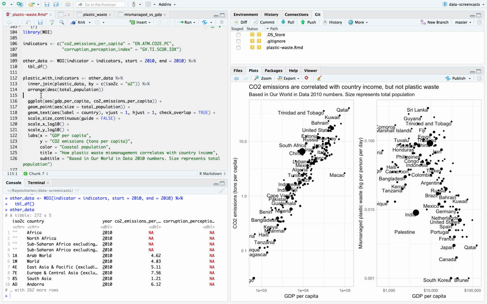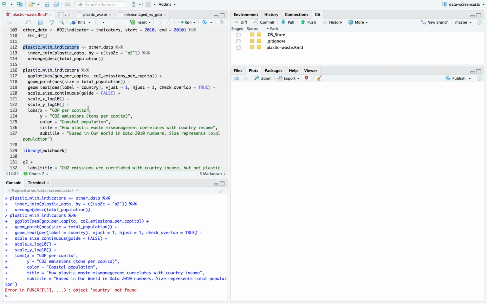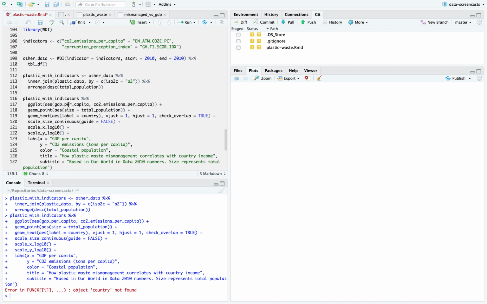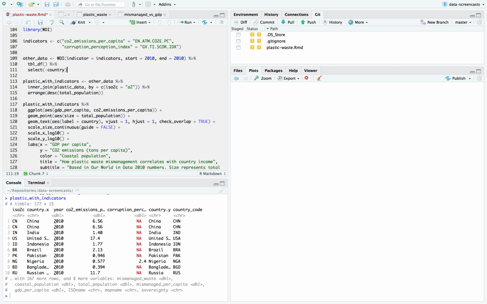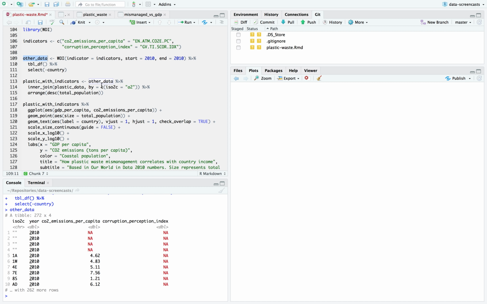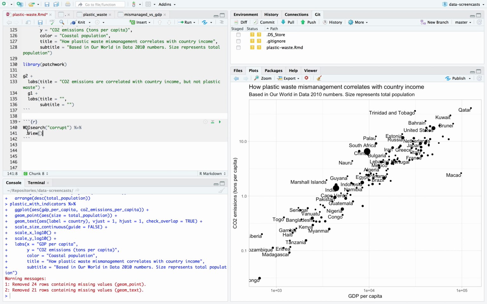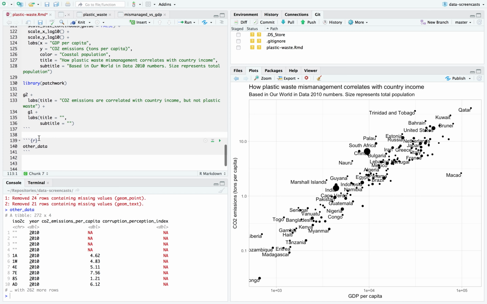I'm trying to clean this up so I'm not always repeating the same bits of code. Oops, country would be, I do need to remove the country variable from the other data, otherwise it would be joined in, which is no good. Great. All right, so I'm going to look at that distribution. Let's see, other data, I call it plastic with indicators.